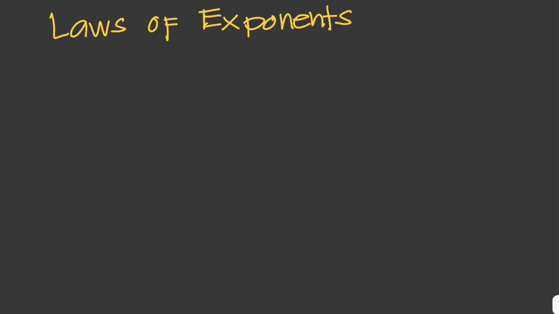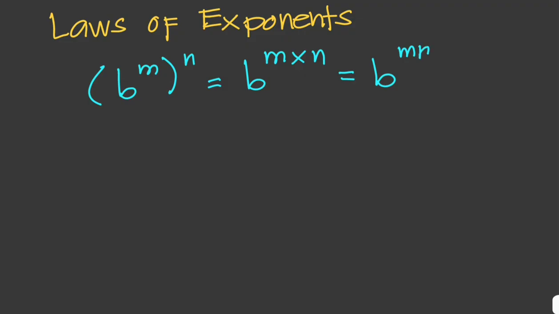And if an exponent appears outside of parentheses, we multiply any exponents inside the parentheses by the exponent outside the parentheses. Let's say we're given b to the m to the power of n. So this is the power of the power rule. Then we just multiply the exponents m and n here. Then this would become b to the m times n, or b to the mn.